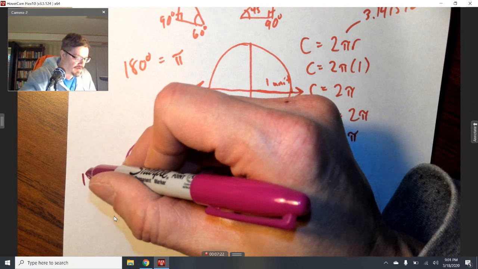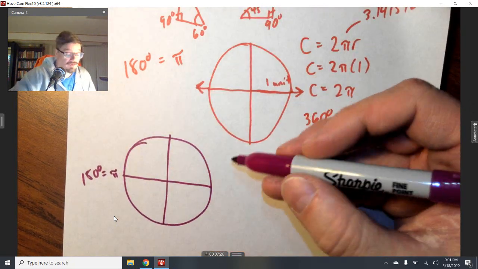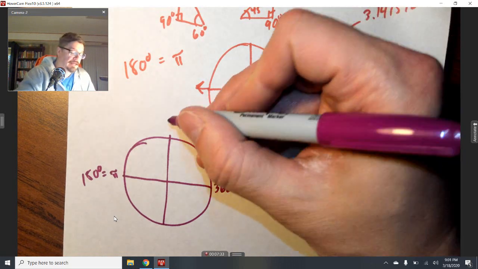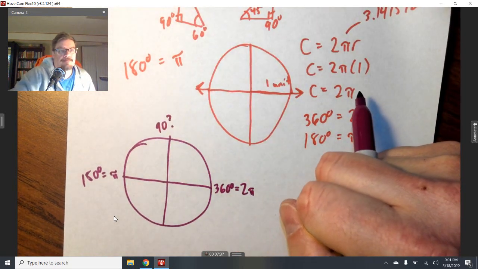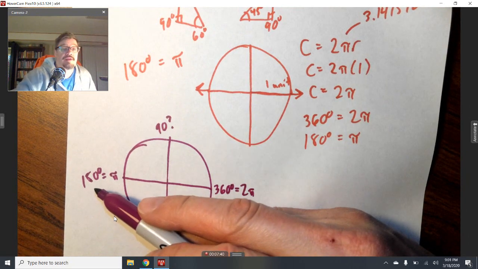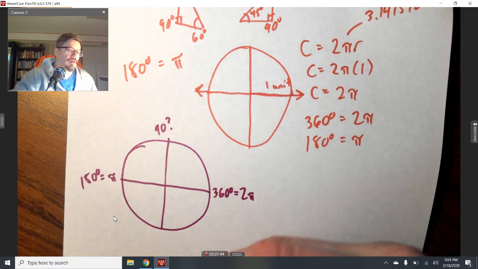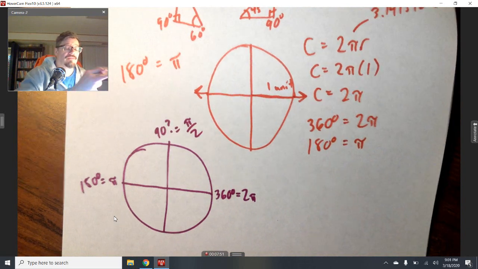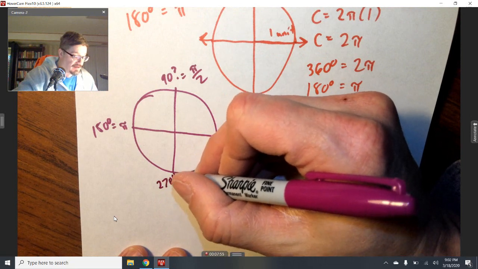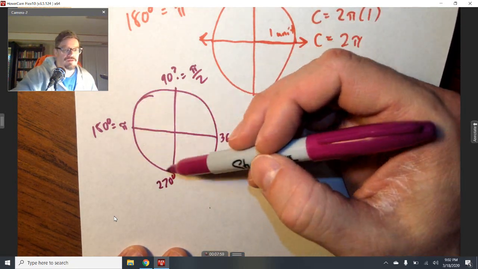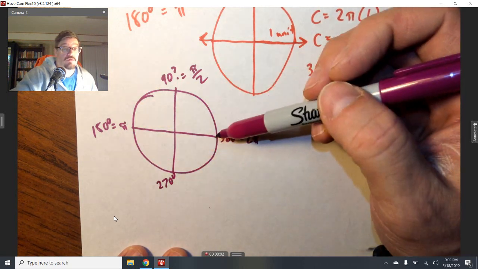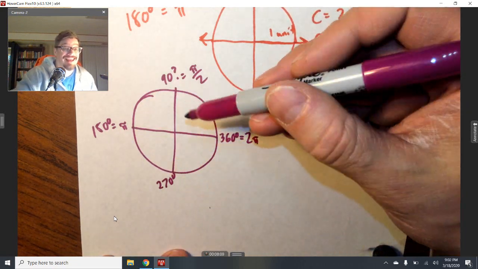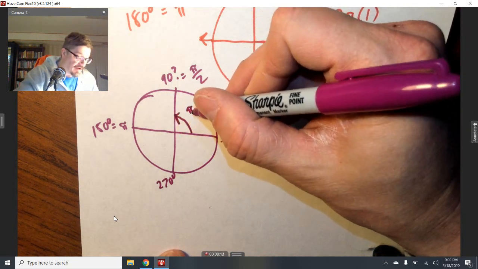Okay, so we already said this is 180 degrees and it is pi. We said this was 360 degrees and it is also 2 pi. So what's 90 degrees? Very good. It is 180 cut in half, right? And if I already said that 180 was pi, well then 90 degrees equals pi cut in half, pi over 2. If I said that I want to go to 270 degrees, which is 3/4 of the way around, right? So what we're saying is that this is 3 pi over 2. So this means that every 90 degree turn is a pi over 2.